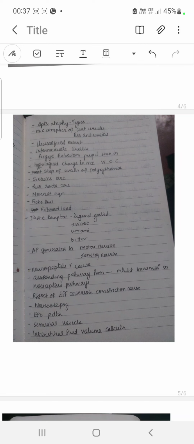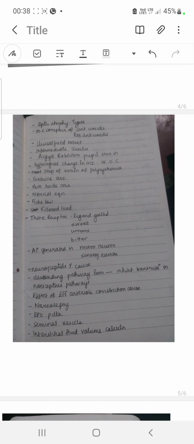Histological change in MI, remember the mnemonic WCC: up to 4 hours, wavy; 4 to 12, coagulation necrosis; 12 to 24, contraction band necrosis. Next is first step of evaluation in polycythemia. You have to look for erythropoietin value, whether it is primary or secondary. If the EPO levels are low, primary. If it is high, secondary.